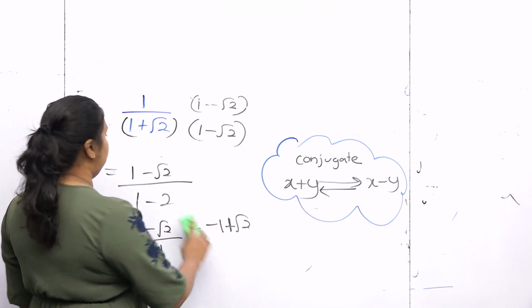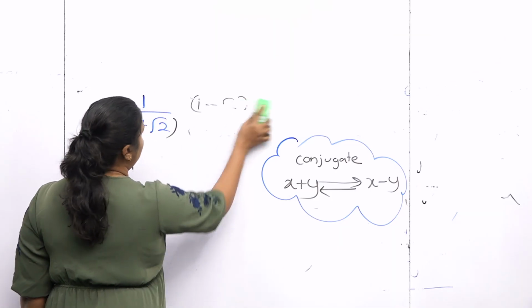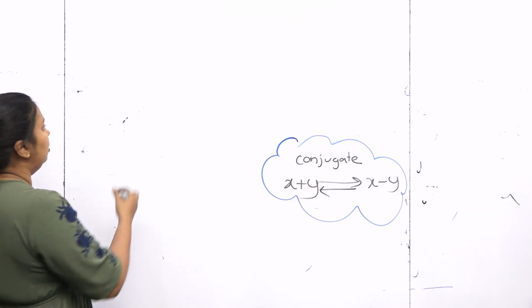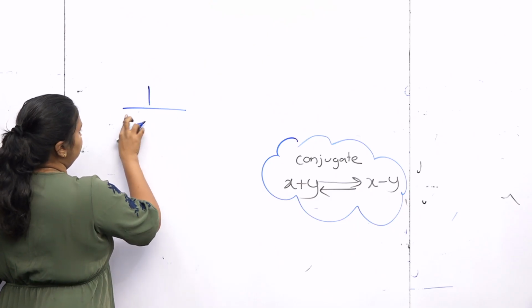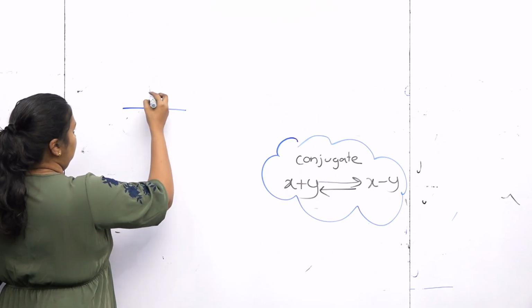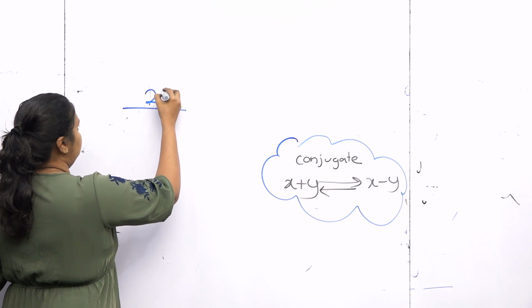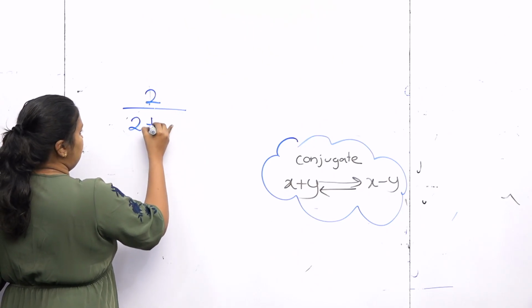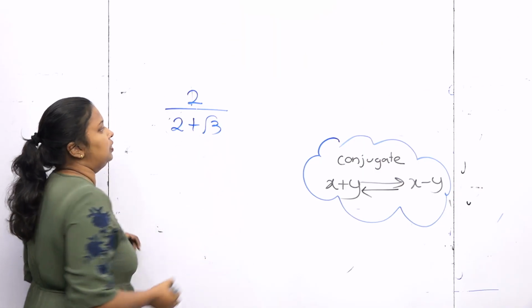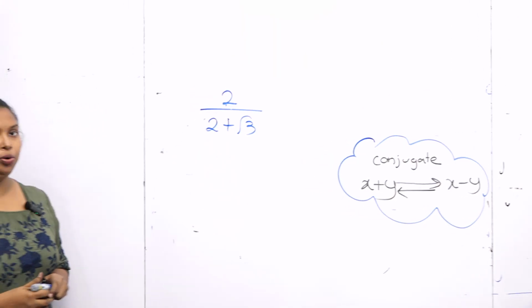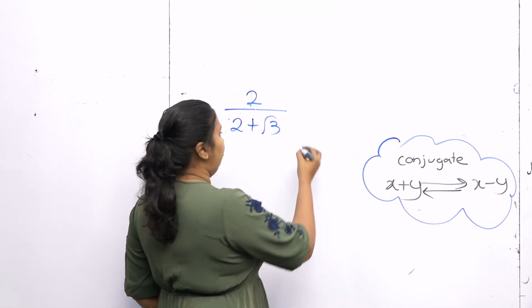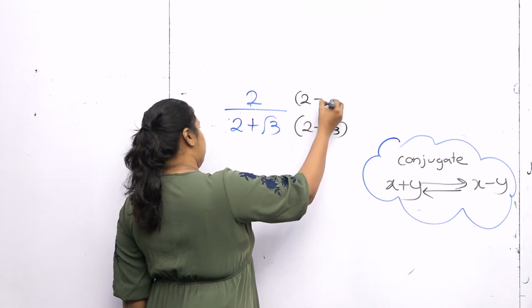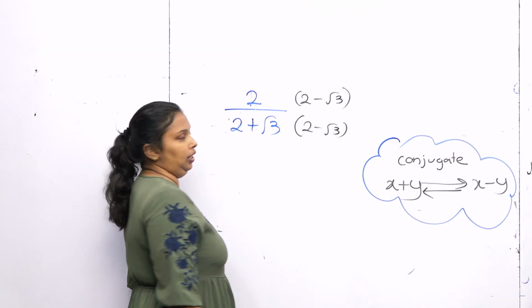Okay, now the example sum, another one. Right, we will do this: 2 over 2 plus root 3. How to do? I have to multiply both denominator and numerator by 2 minus root 3. Clear?